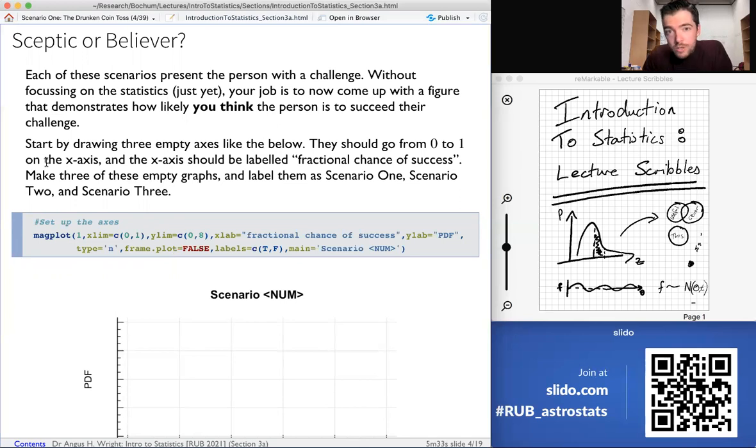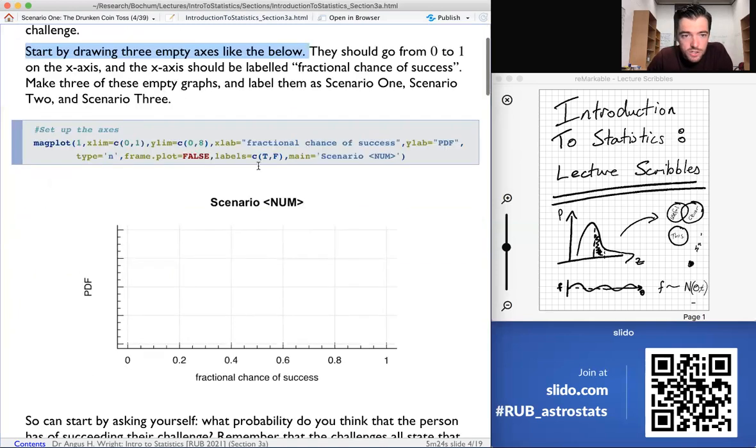And the way in which I want to do this is I want you to start by taking your piece of paper and pen and drawing 3 empty sets of axes. Okay, just like this one that I've drawn here, which has a y and an x-axis, and on the x-axis we've labeled it as fractional chance of success. And we've done this 3 times. And so each axis is labeled scenario 1, 2, or 3. Okay, pause the video now. Once you've got those axes lined up, then click start again.